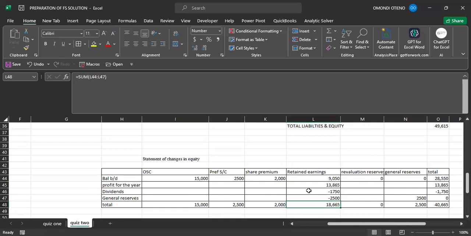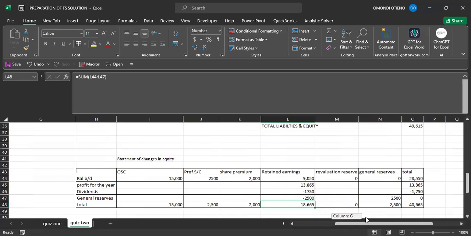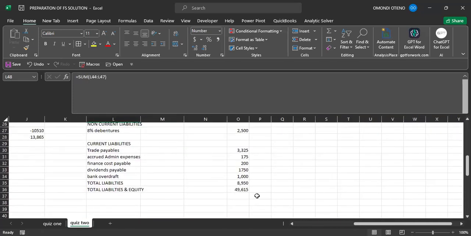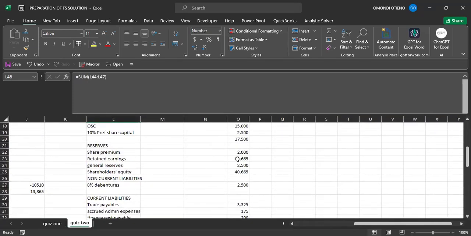Yes, from current year's surplus. So once you bring the profit for the year, we take dividends from it, we take general reserves from that account. And therefore, what is supposed to be taken to the statement of financial position under revenue reserves or retained earnings is 18,665. So our retained earnings should be 18,665. Then we have general reserves. So our total shareholders' equity is 4665.